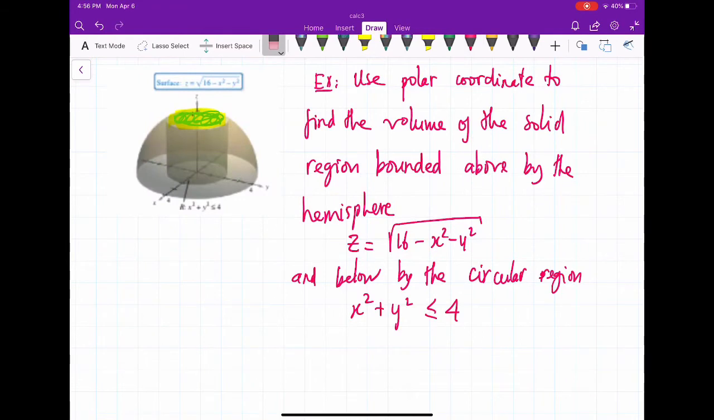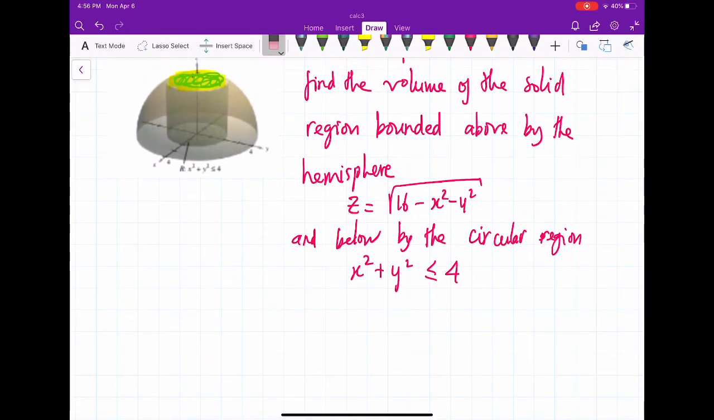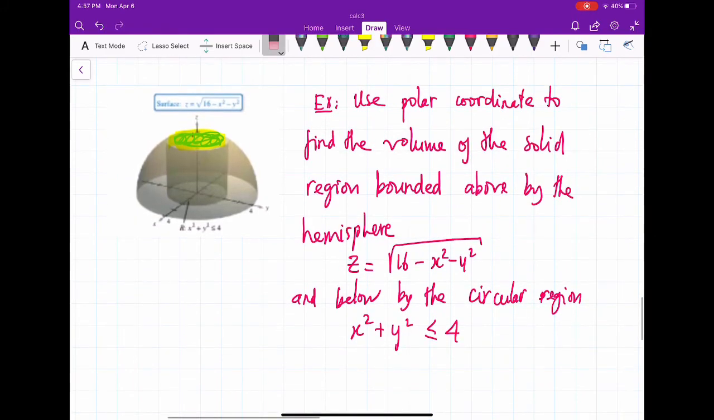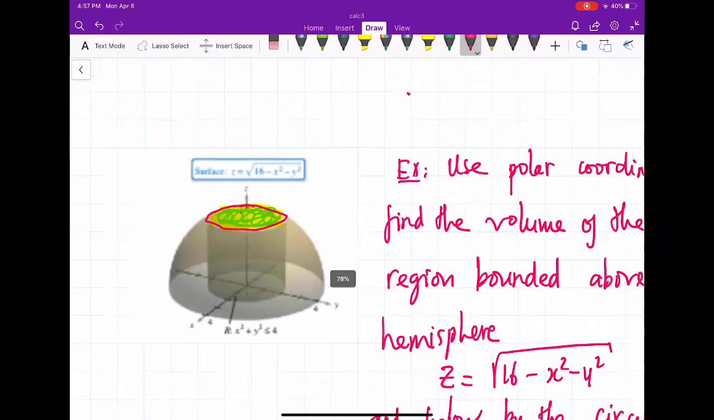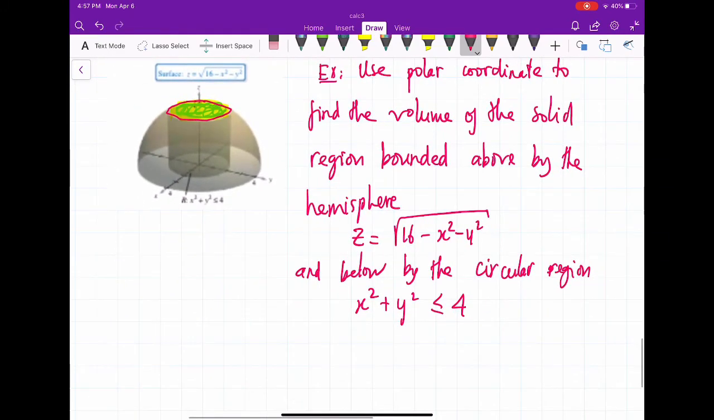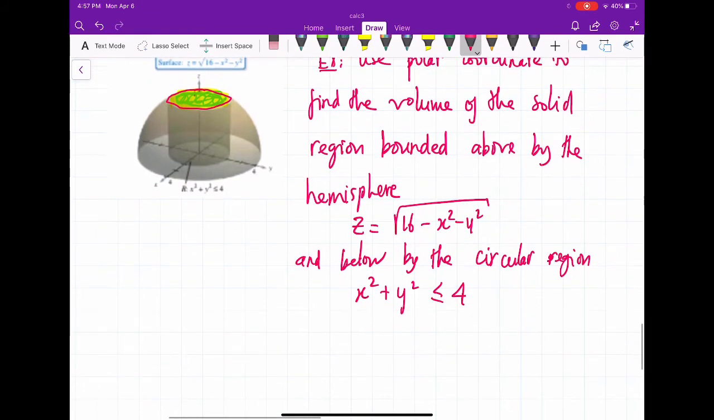In this example, we use polar coordinates to find the volume of a solid region bounded above by the hemisphere z equal to square root of 16 minus x squared minus y squared, and below by the circular region x squared plus y squared less than or equal to 4. So our region is this, right? The first step is to find the region of integration. So the region of integration is given right here already.